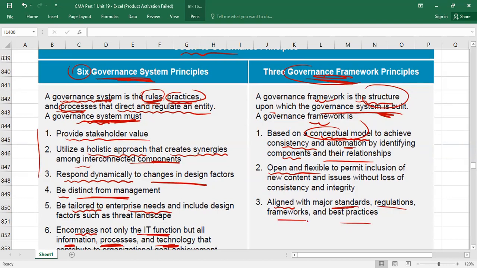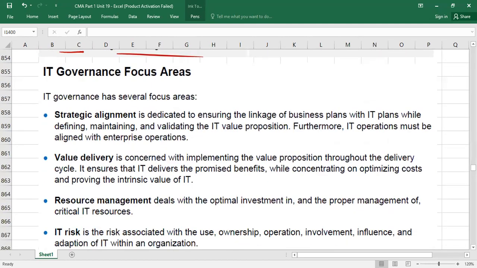It should not be that your governance system is violating the standards or the regulations. No, the governance framework must be aligned with major standards, regulations, frameworks, and best practices. You have to compare yourself with the best in class. You should not violate the standards or the regulations, etc. It must be aligned with the major standards. I hope it is clear. So these are three framework principles. Understood, guys?